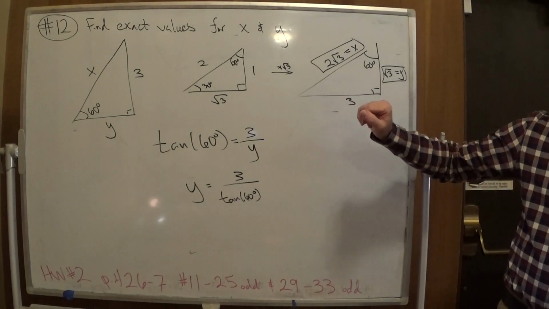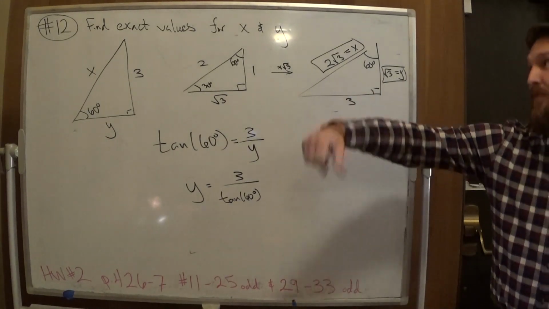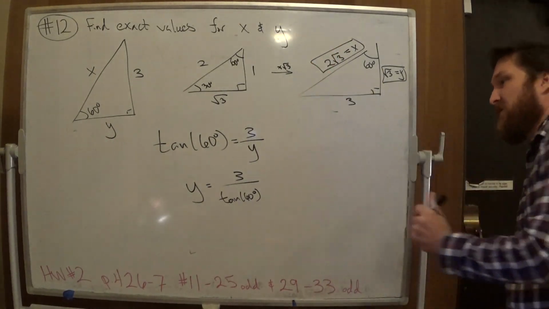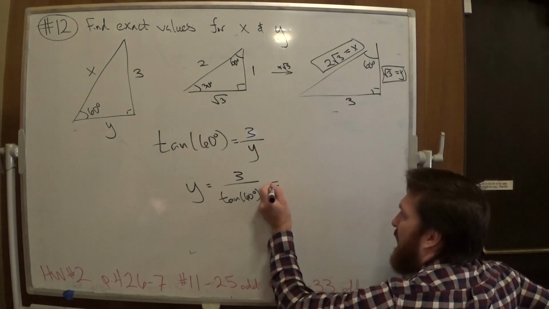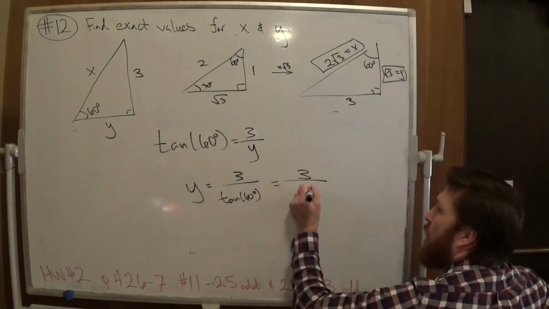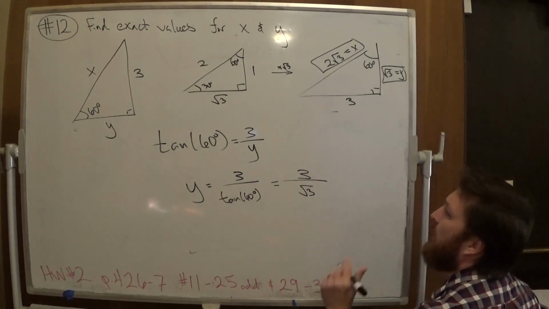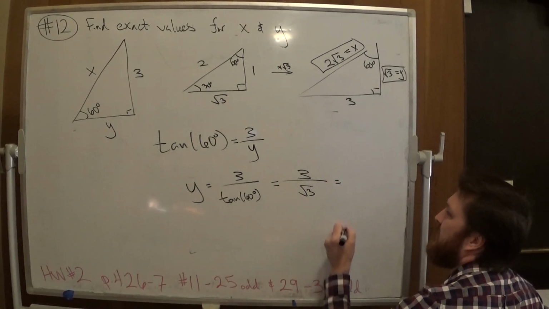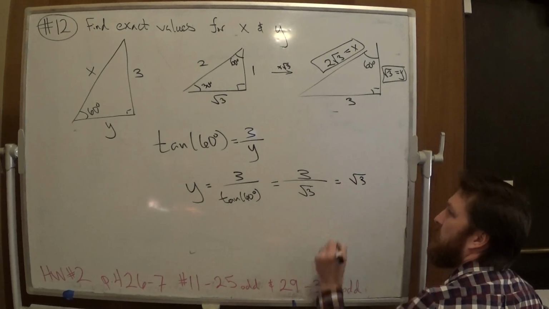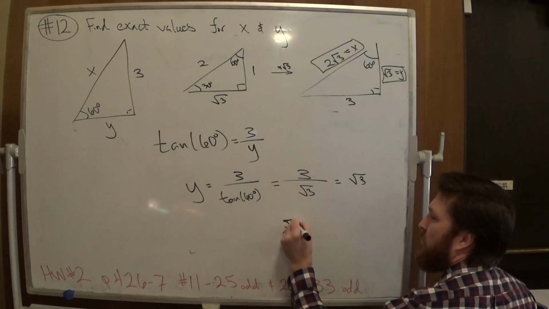1 over root 3. Oh no, root 3 over 1. Root 3 over 1, okay? So that's the same thing as 3 over root 3 over 1. I don't need to bother with the over 1. 3 over root 3 is the same thing as just root 3, right? By the same way we did that last time.